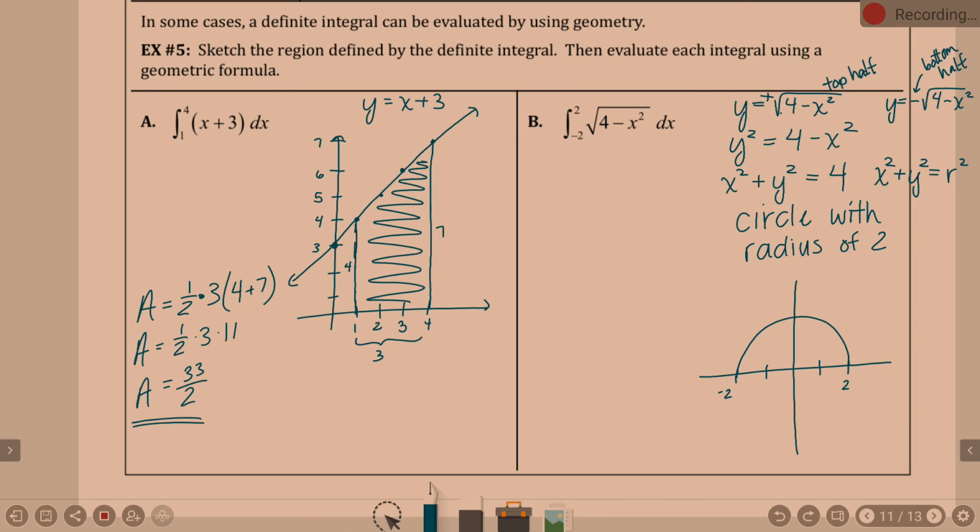Are you following? Maybe you couldn't have gotten there on your own, but are you following? Okay, so we need the area from -2 to 2 of the square root of 4 minus x squared.